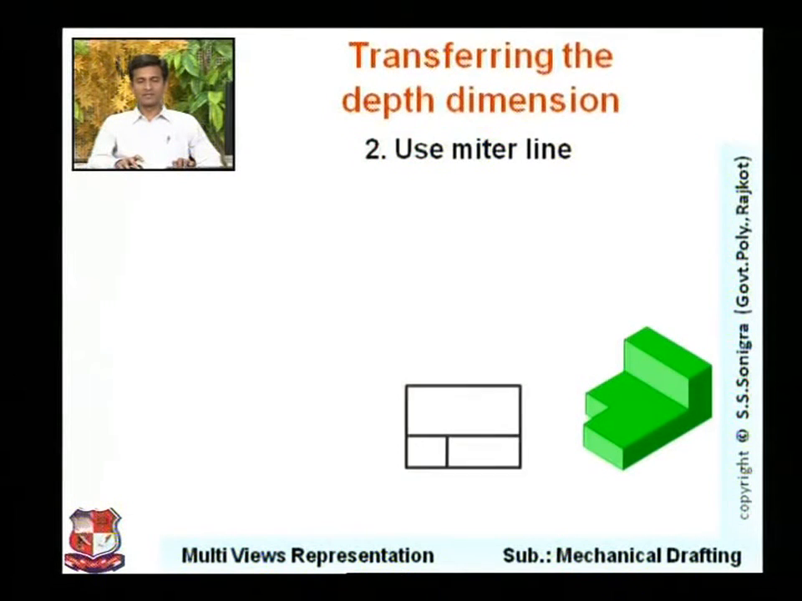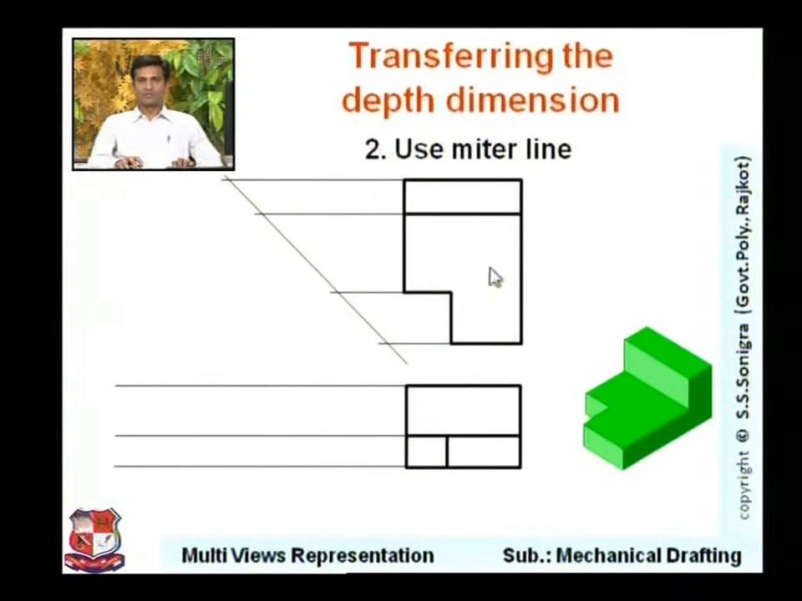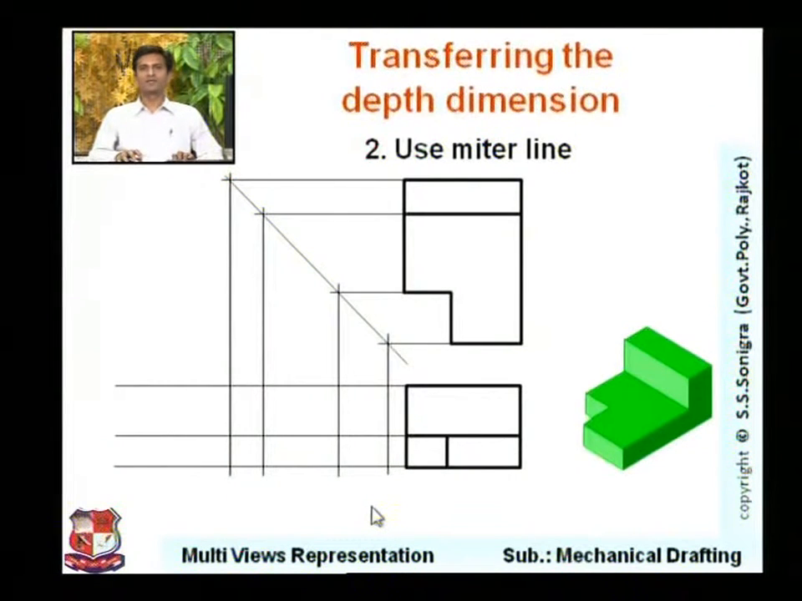to transfer the dimension like this. These are the two views. Transfer the lines from these ends. Draw a line which makes an angle of 45 degrees with this XY line, and transfer the lines from this view to this view, and when this cuts this miter line, from that draw straight vertical lines which intersect over here, and in this way also we can transfer the dimensions.